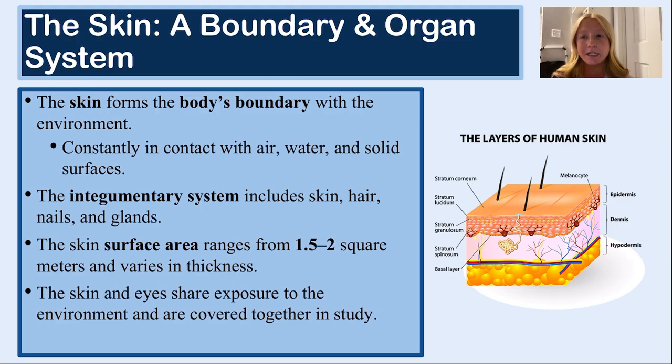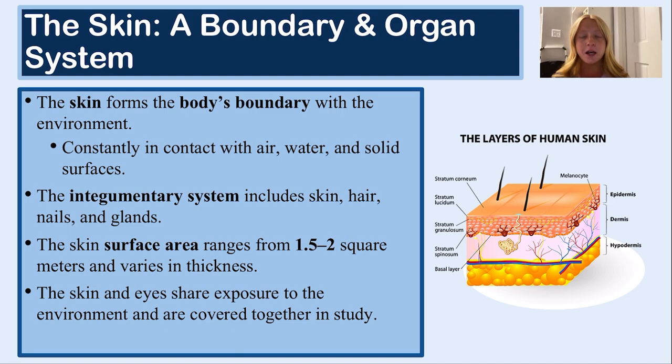So I want to first talk about the skin. The skin is the largest organ in the body, and it's what separates us from the external environment. So it's constantly exposed to things like air, water, and surfaces, so it's always interacting with potential pathogens. The integumentary system includes the skin itself along with hair, nails, sweat, and oil glands. Together, these help protect the deeper tissues and also help regulate temperature and secretion.